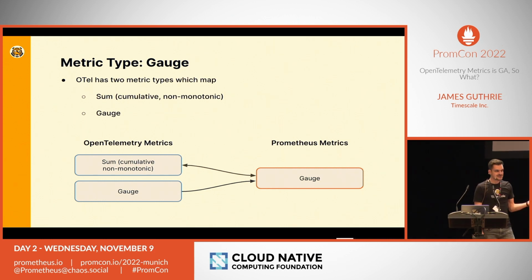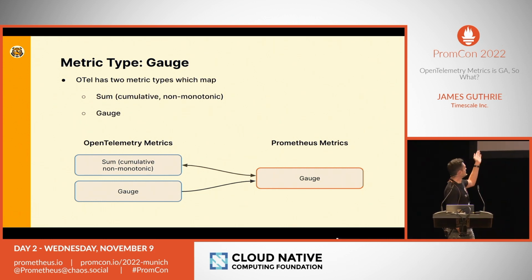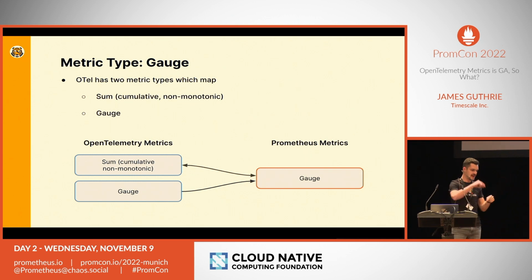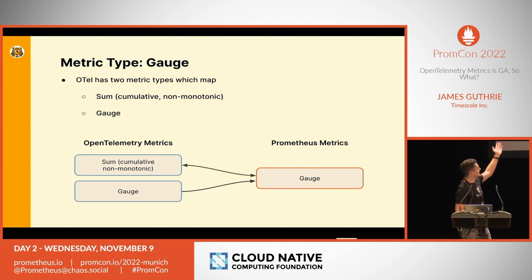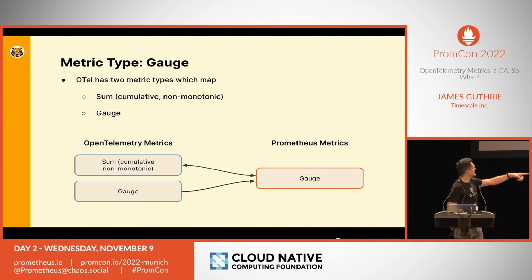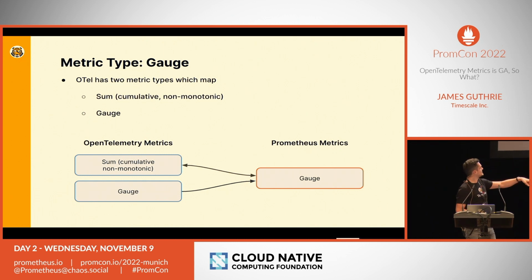Then there's the gauge type. I said that there are cumulative non-monotonic values. That's basically where you can add positive and negative numbers to it, so it can go up and down like a gauge. They have this as a separate concept in OpenTelemetry Metrics that maps to a gauge. And gauge also maps to a gauge. They have that type as well.